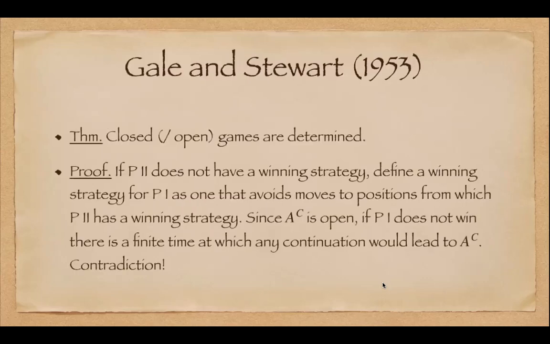Now for a warm-up. This is a theorem by Gale and Stewart. This theorem says that if the game is closed or open, then it is determined. If we know that the game is determined, then if we take the complement of the winning set, it will also be determined. This is just an easy exercise. So what I'm going to prove here is that closed games are determined. Okay?